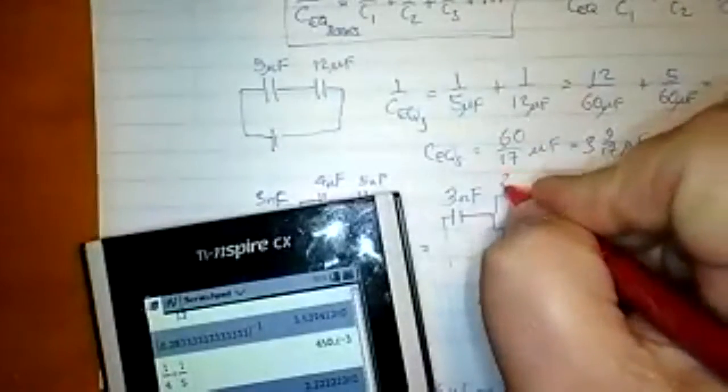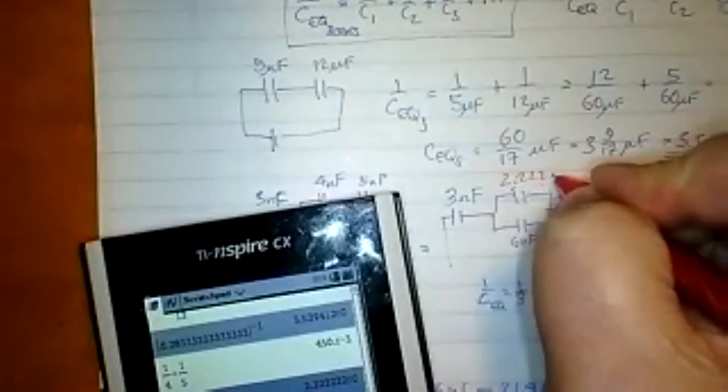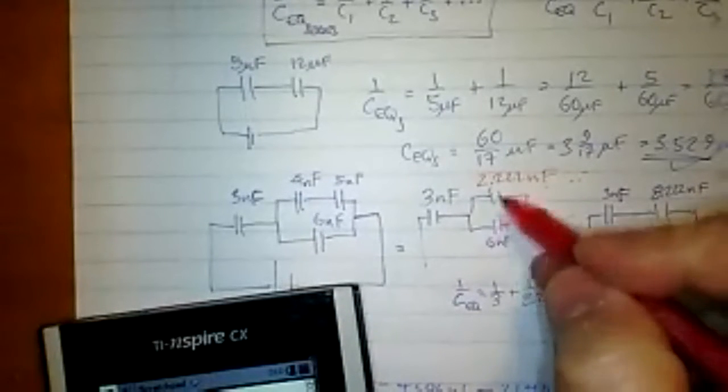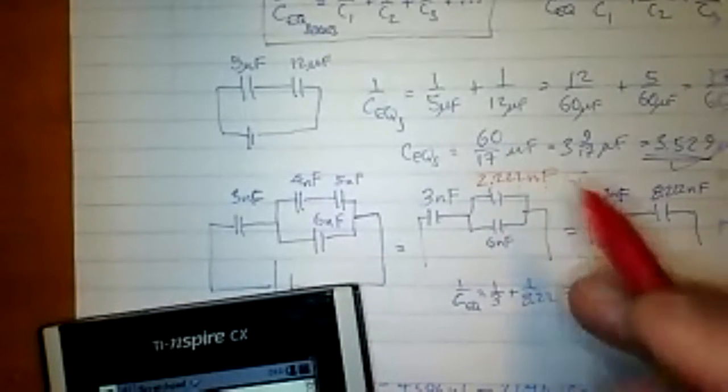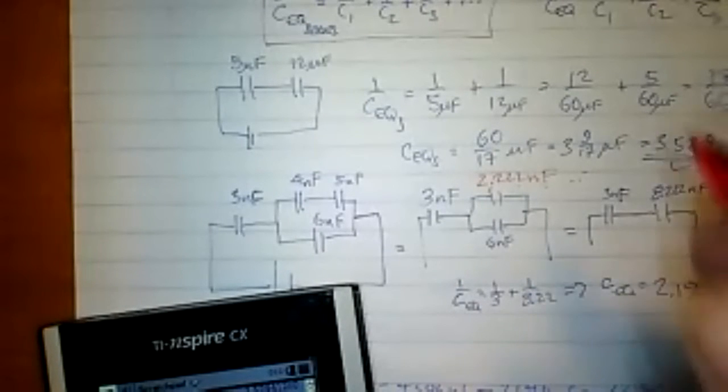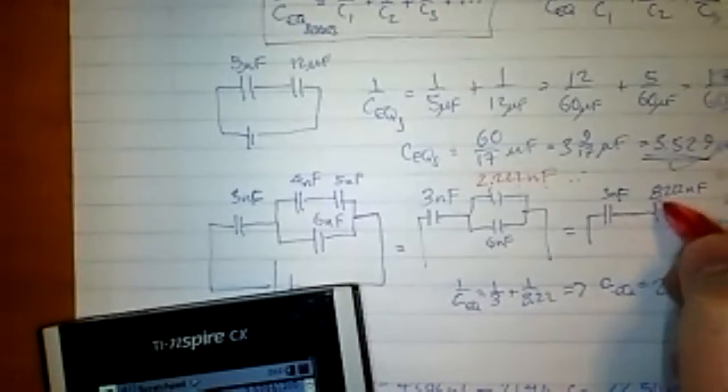So this is 2.222 nanofarads. I got that part right. Now the next part is these two are in parallel. So I add 6 and 2.22, which is obviously 8.222. So that checks as well.